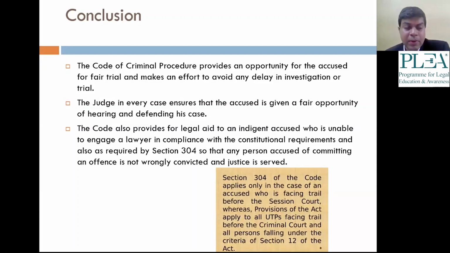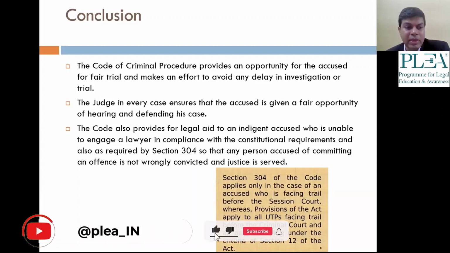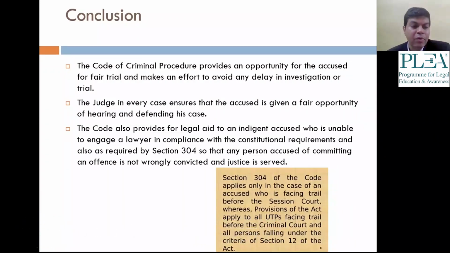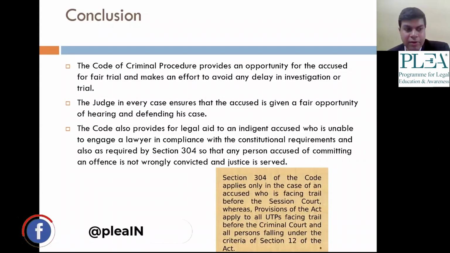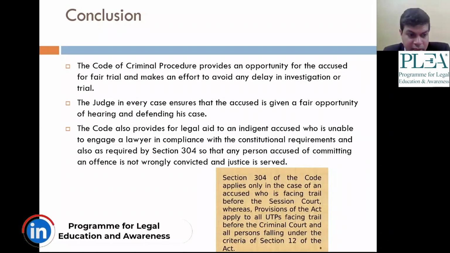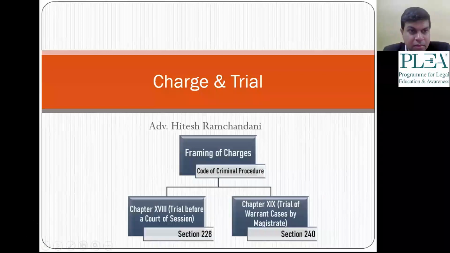If a person is unable to engage a lawyer, he can give an application before the judge saying, I am unable to engage a lawyer, so a lawyer from the legal aid cell may be provided to me. So in certain cases the judge can provide a free lawyer, or a lawyer at a nominal charge, from the legal aid to the accused. With this we conclude this topic, that is charge and trial.